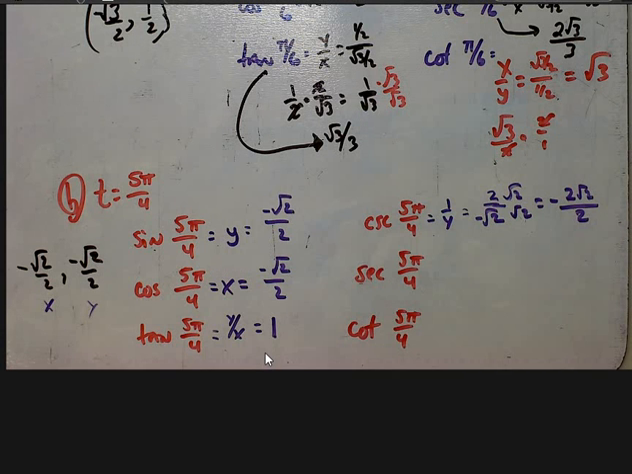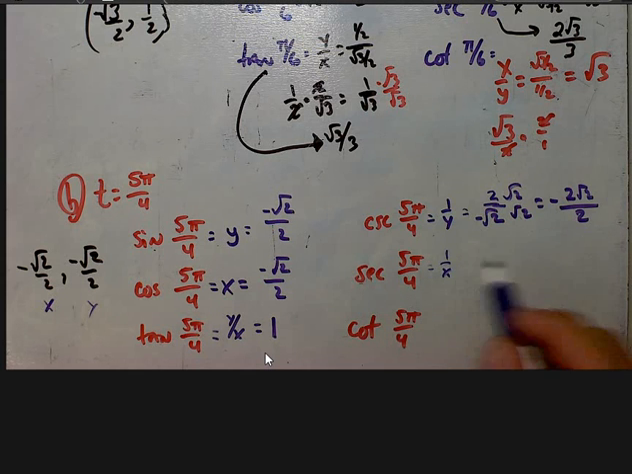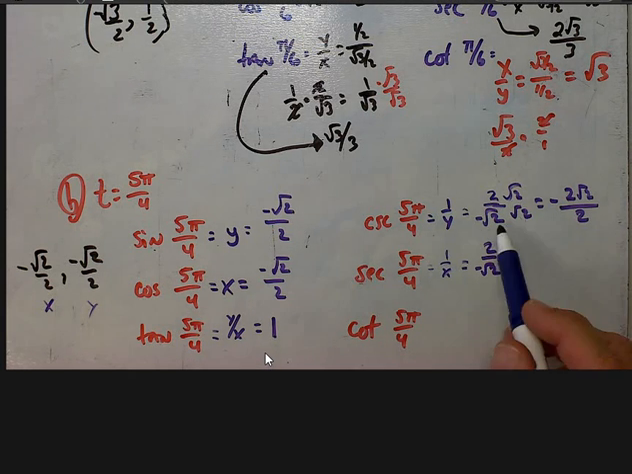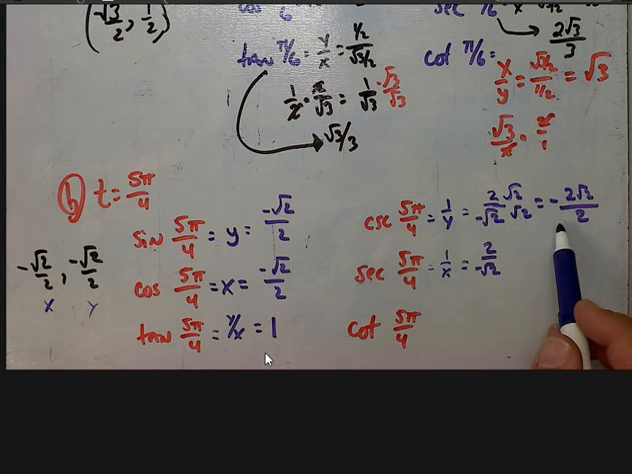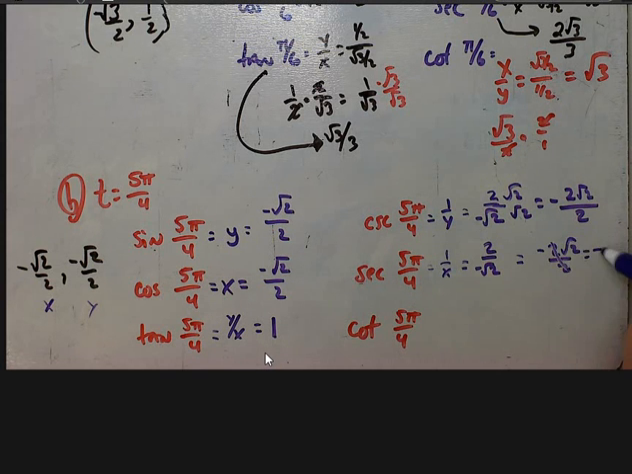The secant and cosine are not opposites, but reciprocals, since secant is 1 over x. I take the reciprocal of that, which is 2 over negative square root 2. And since I already simplified it once up here for cosecant, I'll do the same thing and get negative 2 square root 2 over 2. And notice I forgot something. The 2 cancels out to leave a final answer of negative square root of 2. Which means also the final answer on cosecant is also negative square root of 2.